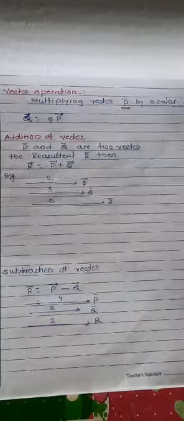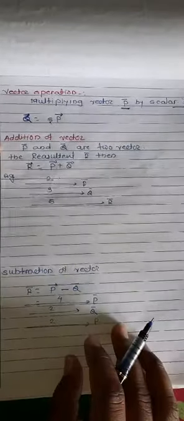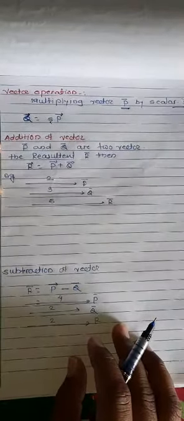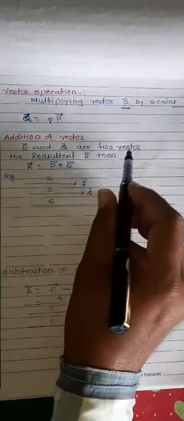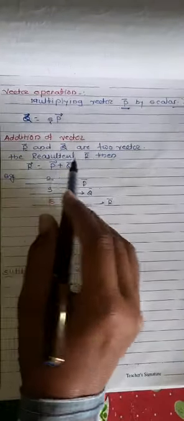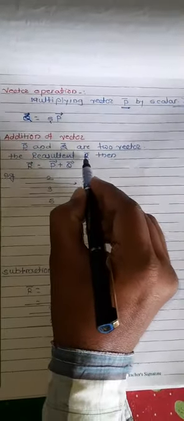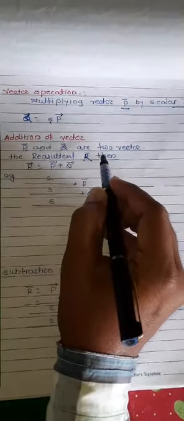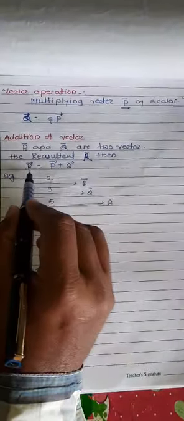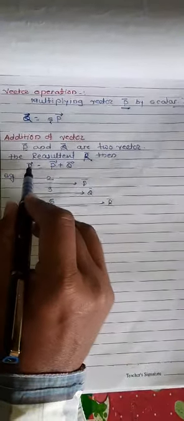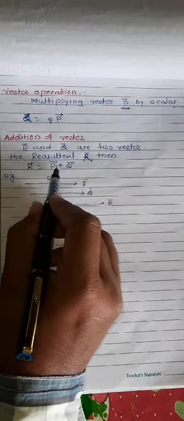After that, we discuss the addition of vectors. Suppose p bar and q bar are two vectors, then the resultant vector is called r bar. The addition of these two vectors is formed like this: r bar is equal to p bar plus q bar.